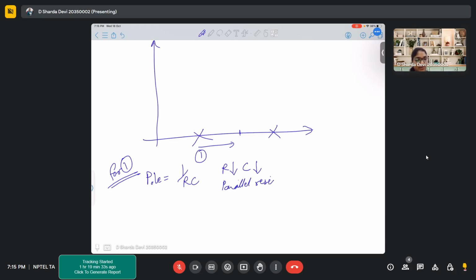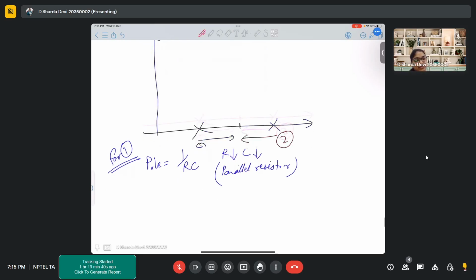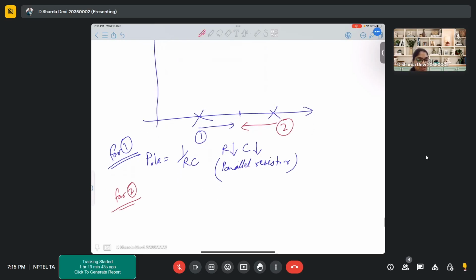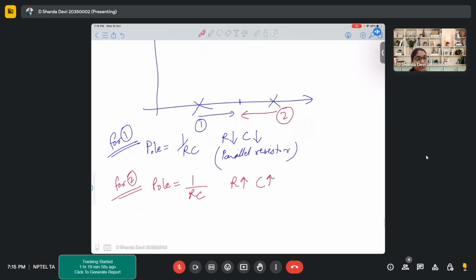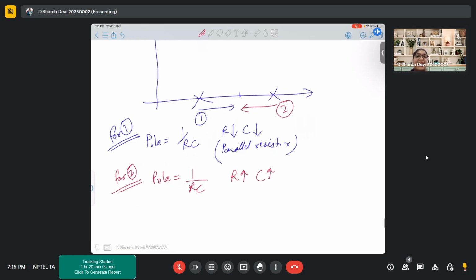The second option is you can bring the other one to this side. The pole remains 1 upon RC, but here you are reducing the value of 1 upon RC. That means you have to increase the value of R and C. Ideally, we know we can increase the resistor by adding it in series, but in the internal circuit you cannot add anything. So that's why you will add a capacitor in parallel.